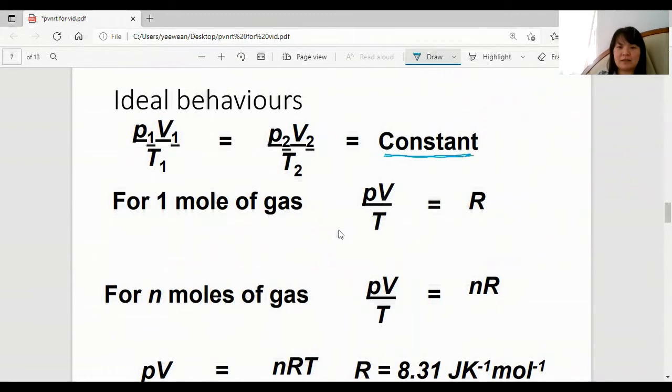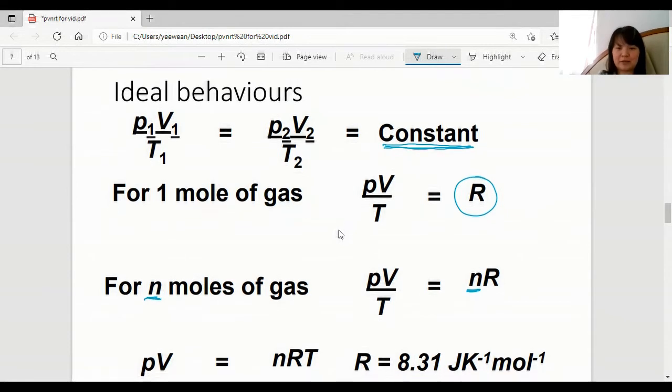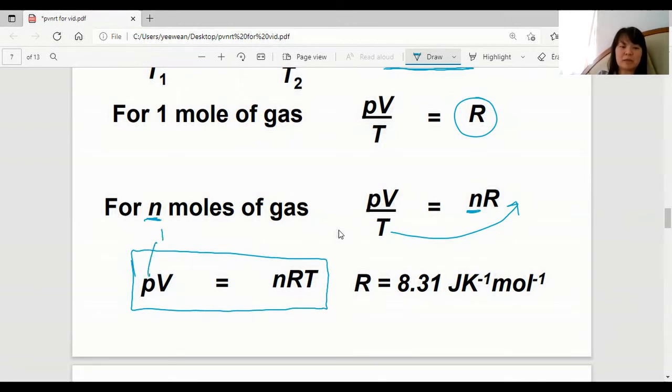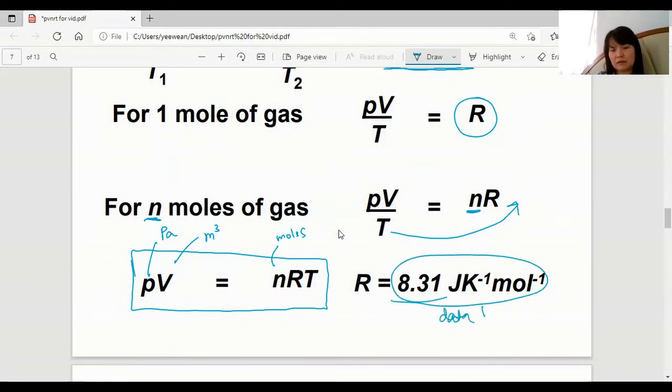Okay, so that constant, we'll give it R as a symbol. That's for 1 mole of gas. So if you have n moles of gas, then just multiply by n. So I'll rearrange that, bring the T up, and I'll get PV equals nRT. Remember the units. P must be in Pascal, V in meter cube, n is the number of moles, R is given in your data booklet, and T must be in Kelvin. Remember to convert your units.